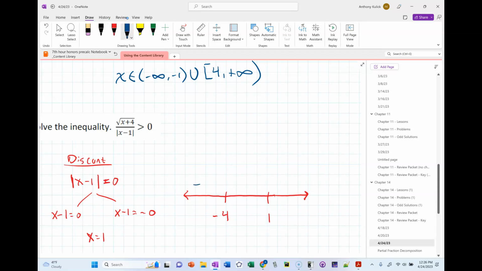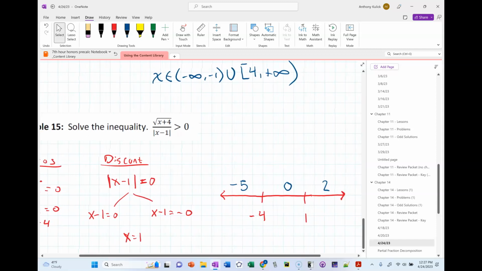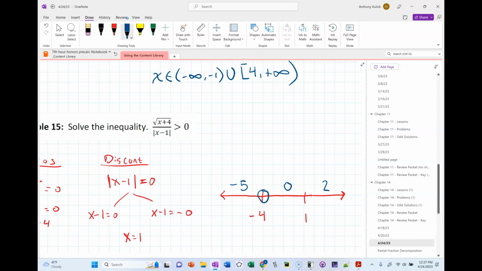All right, so pick some test values. All right, should the -4 be open or closed? Open. Should the 1 be open or closed? Open. Are they open and closed for different reasons? Yes. The -4 is open because it's a strict greater than inequality. The 1 is open because that's a discontinuity.